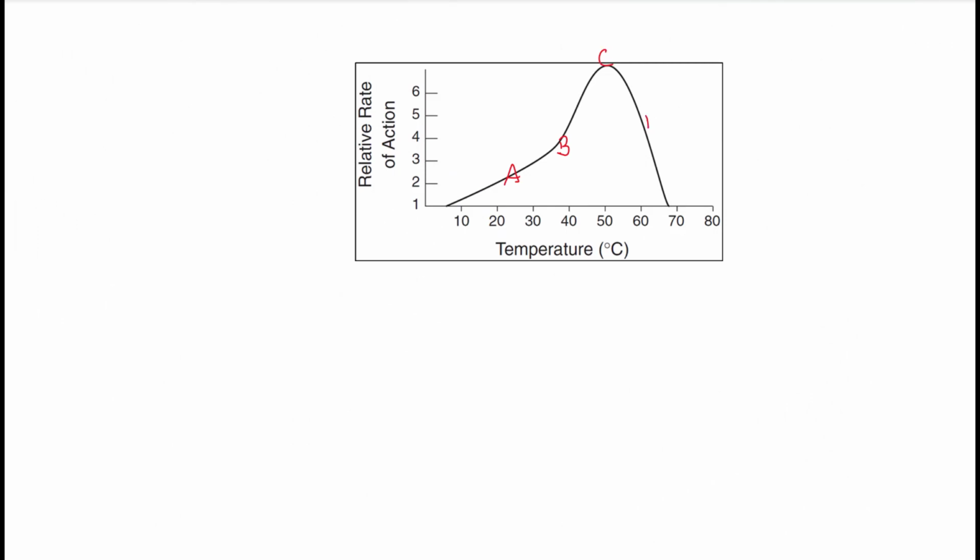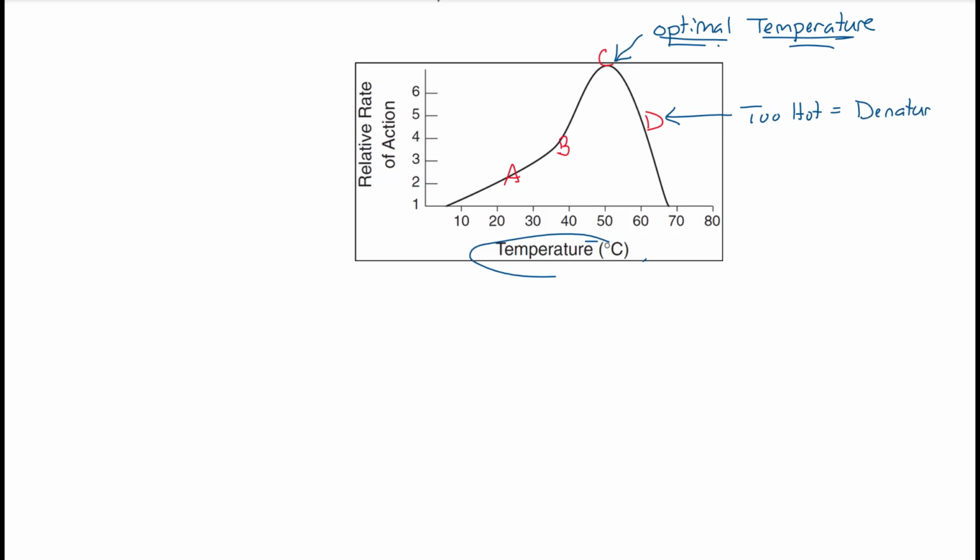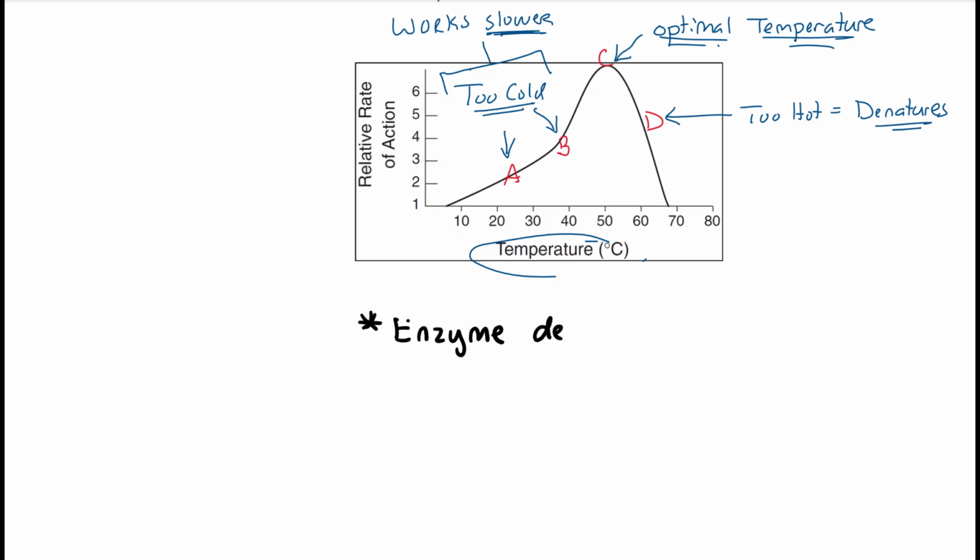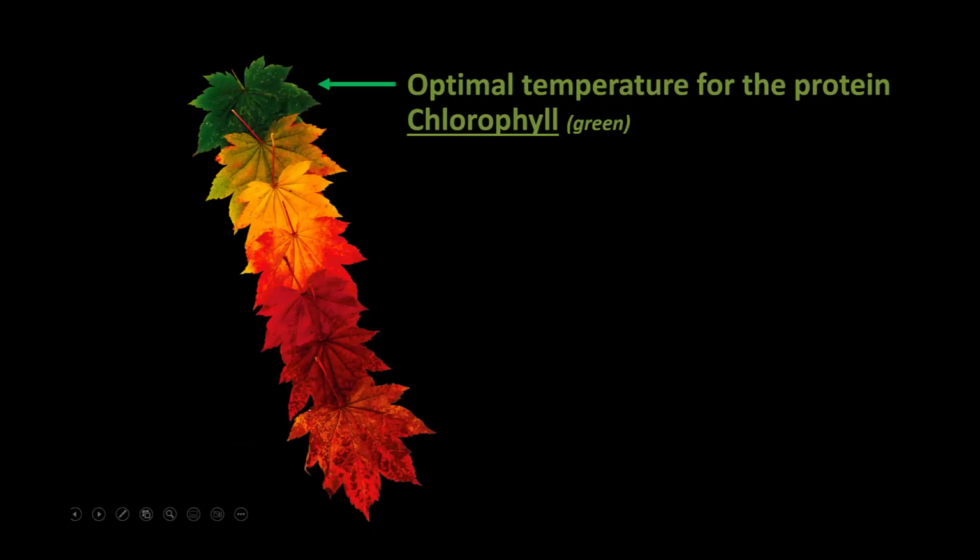Let's take a look at temperature. This is a graph showing enzyme action. Letter C looks to be the optimal temperature, has the most activity. It's about a 50-degree mark. D is too hot, enzymes denaturing. A and B is too cold, but remember, proteins just work slower. Therefore, whatever enzyme we're looking at, it denatures only at point D on this graph.